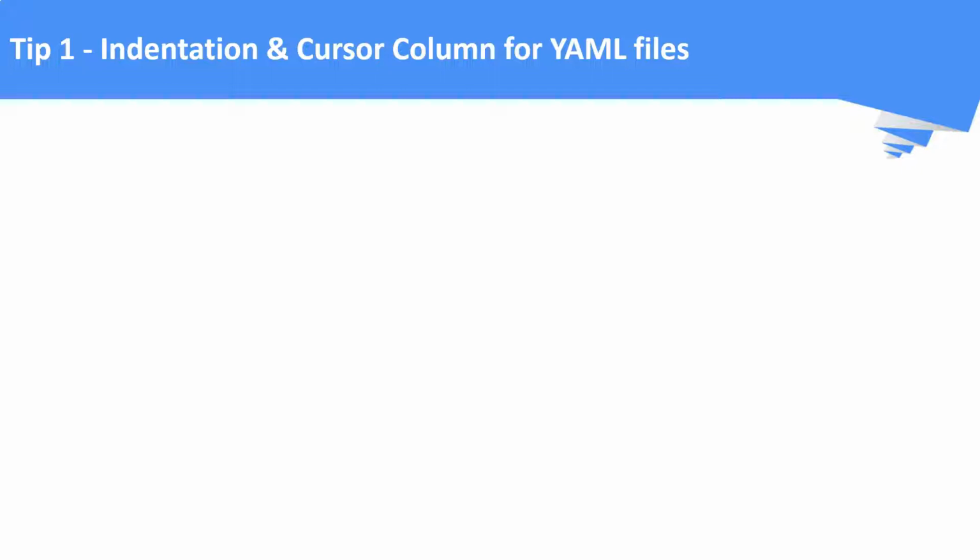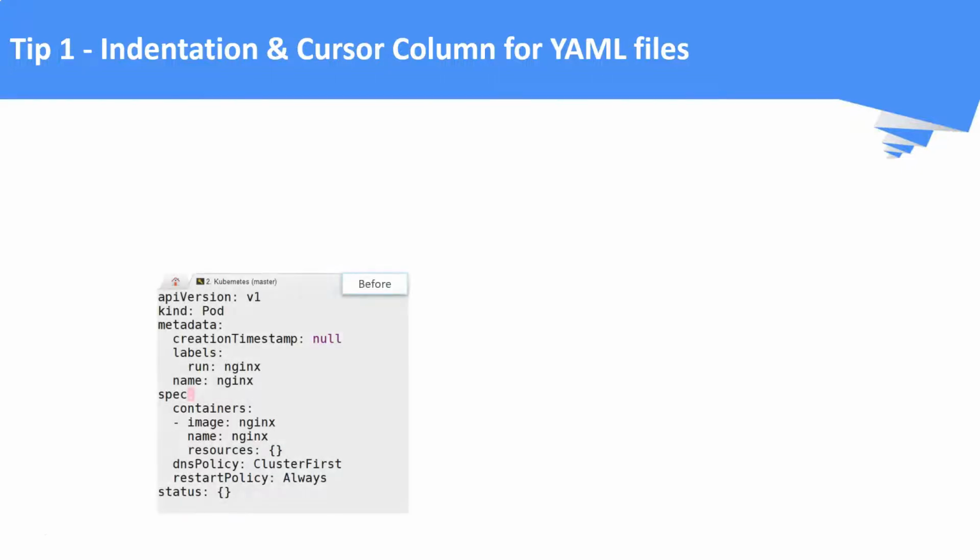For example, let us consider this pod definition file. Here, if you see under spec, we have containers, DNS policy, and restart policy as its sub-elements. The spec field is written at the start of a line, while its sub-elements are written after leaving two spaces from the start of the line. This spacing is also called indentation.